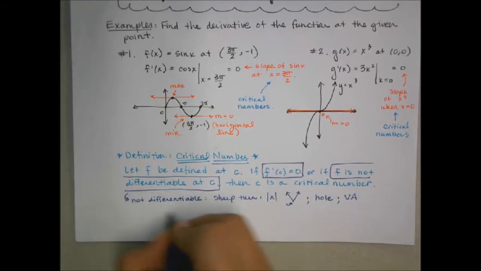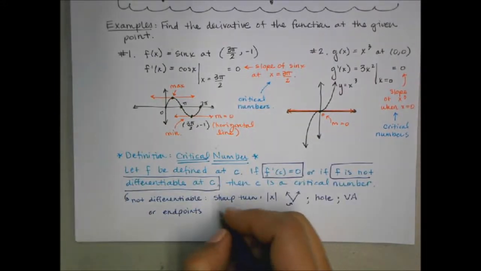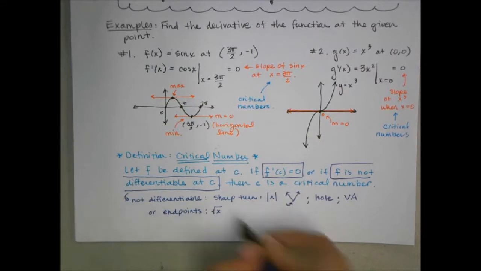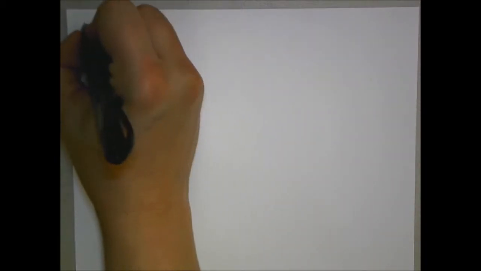Or endpoints. Sometimes we have a function that's not a continuous function, kind of has an endpoint, such as the square root function of x. It has that starting endpoint, and it is continuous off in the other direction, but it's not differentiable at this endpoint. So these are all places where a function isn't differentiable, which means they're all critical numbers, as well as any time our derivative is equal to 0. So we're going to do some more examples of finding critical numbers.